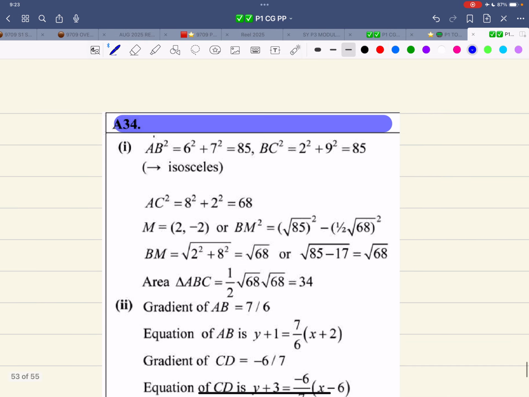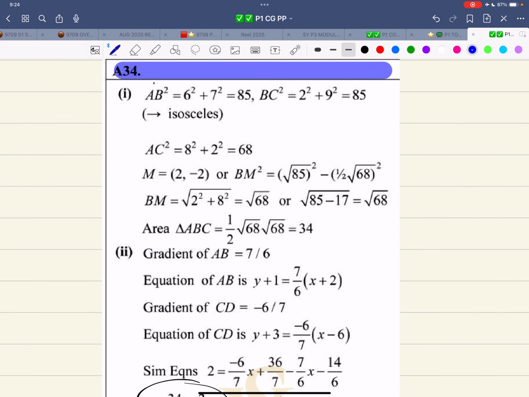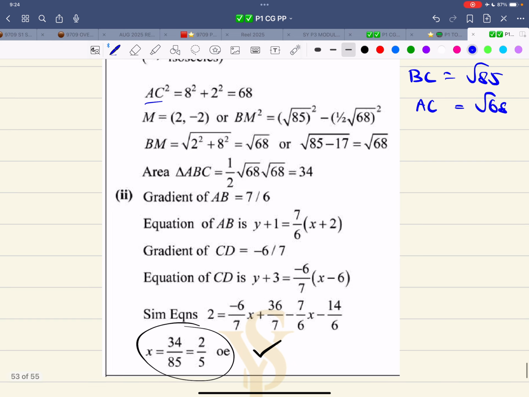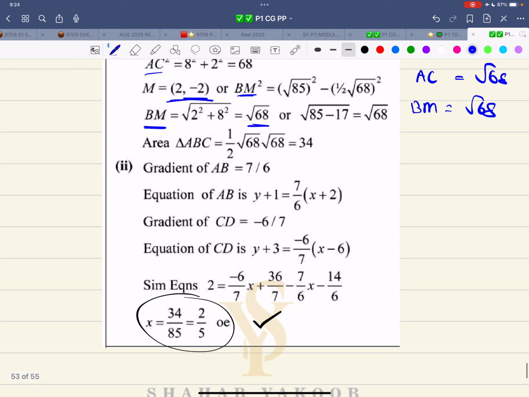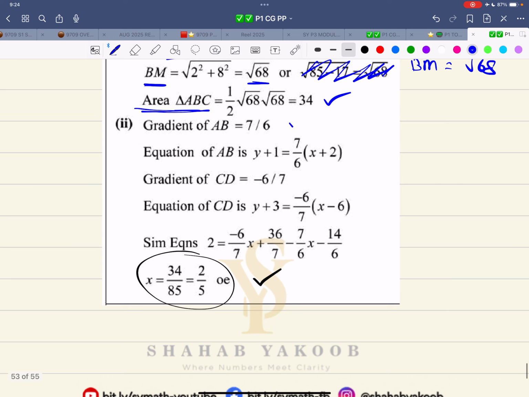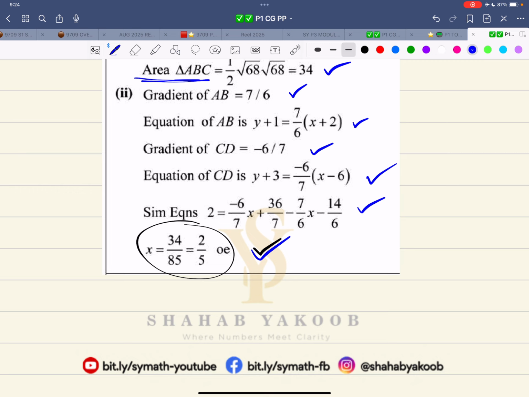In this particular question, let me just double check. This is AB square 85, BC square 85. We wrote AB as root 85. We wrote BC as root 85. And then AC was root 68. That is this one. Then the midpoint thing and all this, we get M is this. BM is also root 68. Yes, we got it. And then just ignore this thing. So now area of triangle is 34 square units. That's done. Gradient and equation and simultaneous, and that is how you get the final answer.